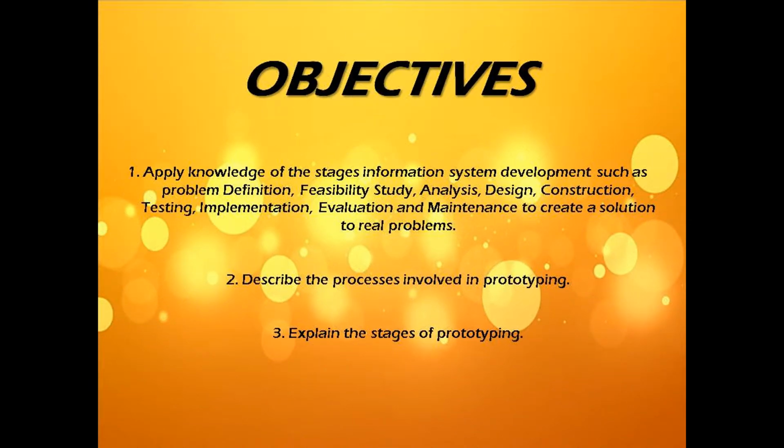Here are the objectives that we will review in this video. 1. Apply knowledge of the stages of information system development, such as problem definition, feasibility study, analysis, design, construction, testing, implementation, evaluation and maintenance to create a solution to real-life problems. 2. Describe the processes involved in prototyping. 3. Explain the stages of prototyping.